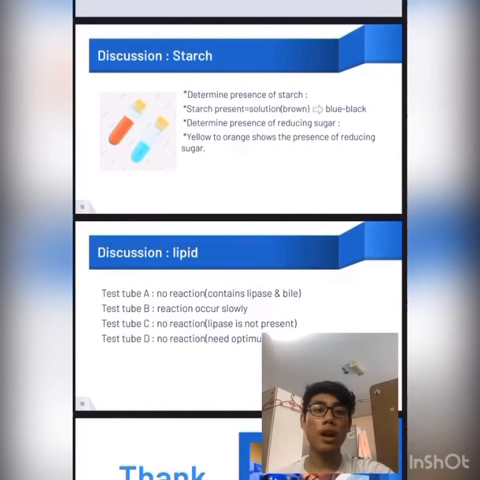As we know, when we want to determine the presence of starch, when starch is present, the solution from brown color will turn to a blue-black solution. The blue-black solution forms to determine the presence of starch, while when you want to determine the presence of reducing sugar, the yellow color will turn to orange color. Okay, so we proceed to the digestion of lipid for discussion.